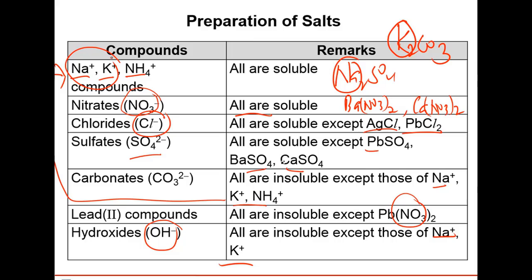So the solubility table is very important because it allows you to know the solubility of the compound, and this will allow you to determine the correct method to prepare the salt. If you don't know whether a salt is soluble or insoluble in water, you cannot start with the question at all. So make sure you know this table very well.